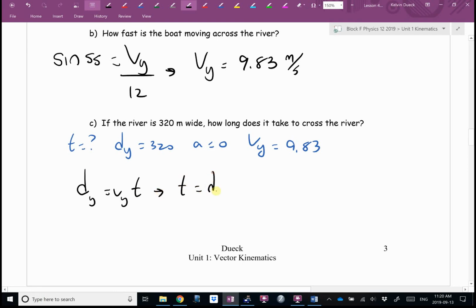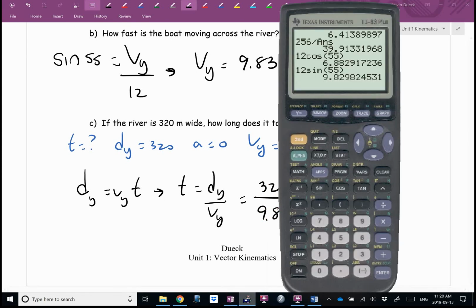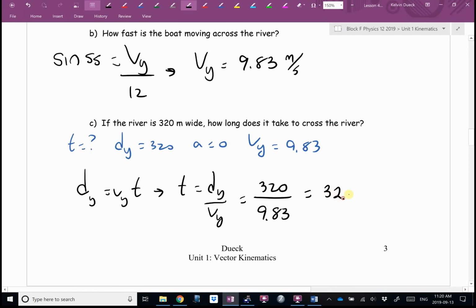I get the t by itself. So it's going to end up being 320 divided by 9.83, although I'm going to use my answer button. 32.5539890, 32.6 is correct. Units for that are seconds. Why didn't I put a y on time? It's a scalar, but that also means it can be used in a horizontal equation.